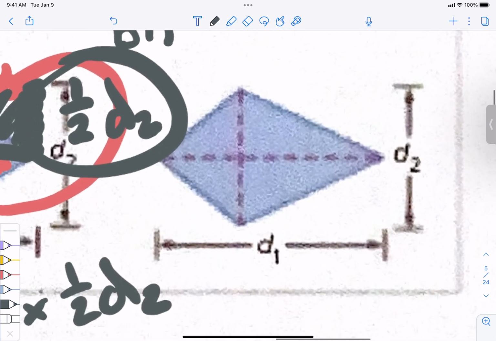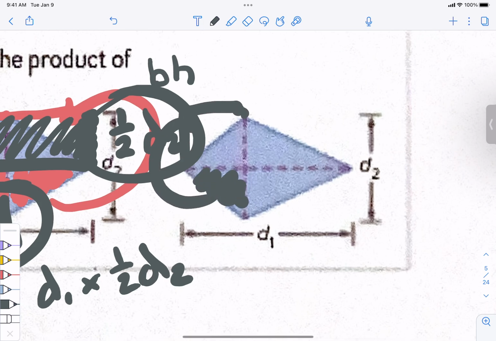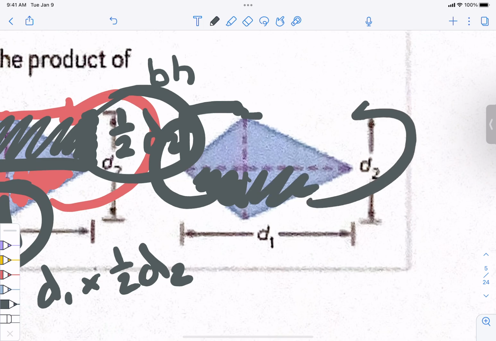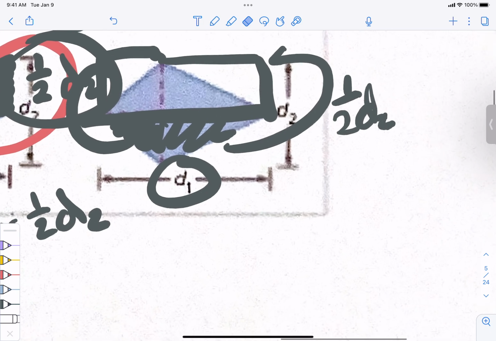Same thing for this kite over here. If I take this chunk and lump it off, rotate it around and slap it up here, I have this guy. Whoop. If I take this one, lump it off, slap it up here, I have a rectangle where the base is D1 and the height is just half of D2, right? So the formula is 1/2 D1 D2.